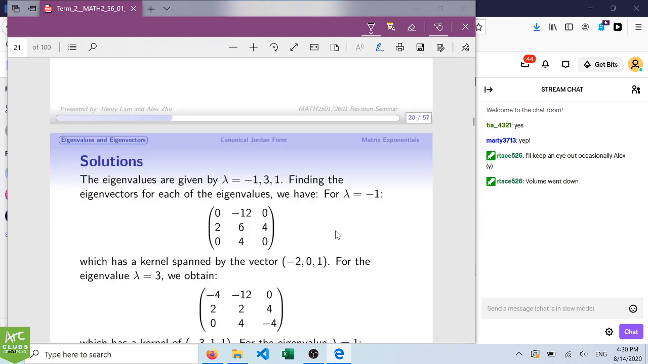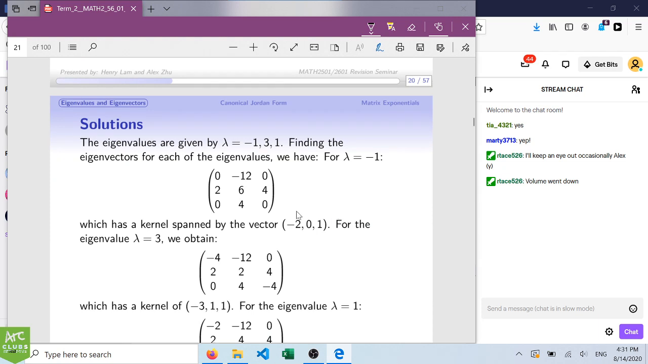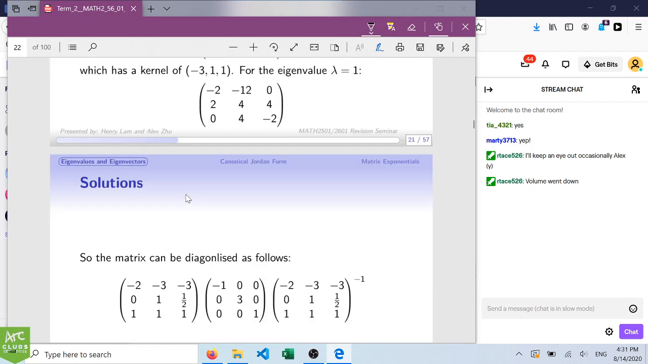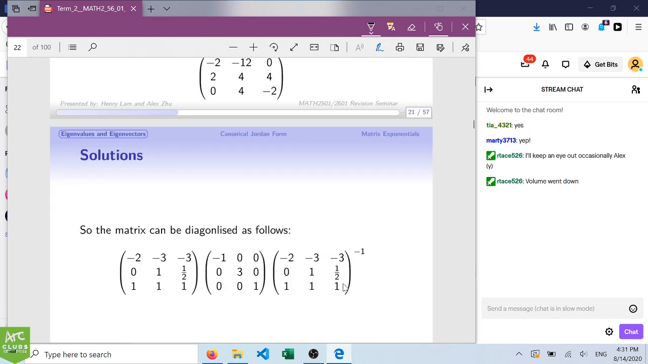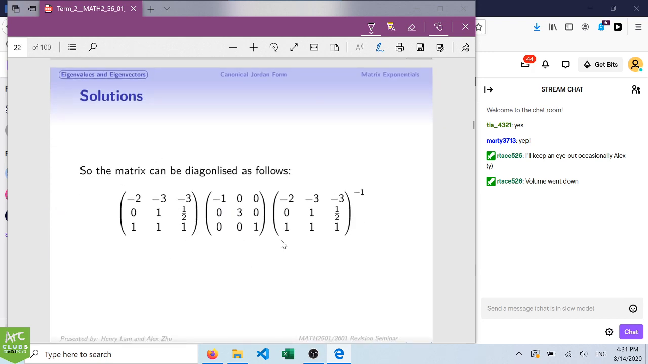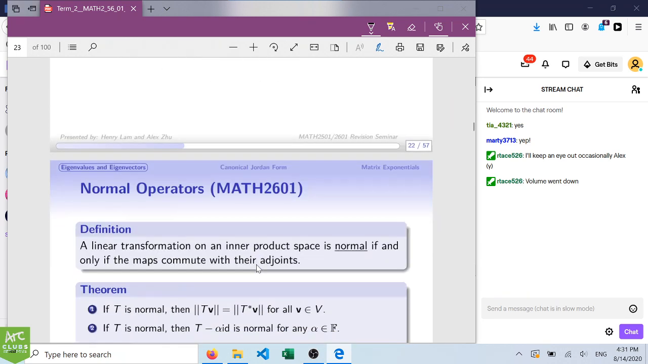And for each of the eigenvalues, we'll get 3 separate kernels which we solve to get the eigenvectors. So we'll get minus 2, 0, 1 for lambda equals minus 1, minus 3, 1, 1 for lambda equals 3, and the other one is right over here, minus 3, 1/2, and 1. For lambda equals 1, it just got cut off. And you'll get a diagonal matrix like this.